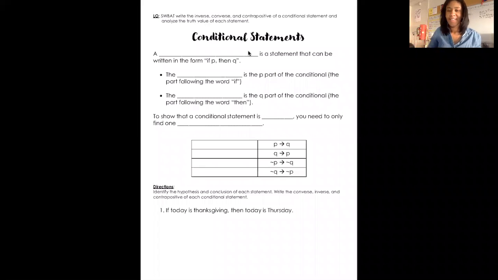Hi everyone. Today's topic is conditional statements. The lesson objective reads that students will be able to write the inverse, converse, and contrapositive of a conditional statement and analyze the truth value of each statement. So our title on our page should be conditional statements. And let's begin our notes.